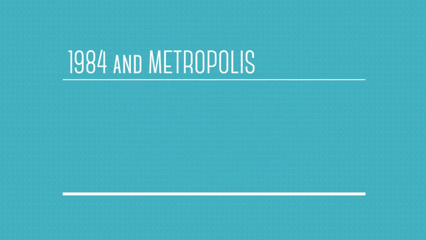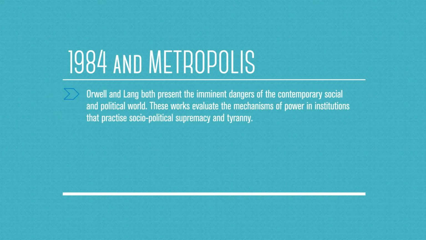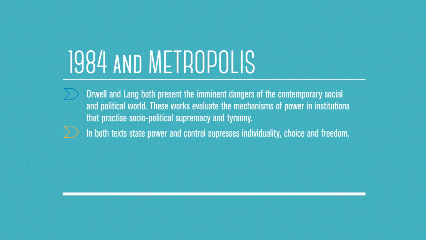So to give you an example, 1984 and Metropolis, and probably the one that's being done by a lot of the state this year, and I imagine it will continue to be popular in the next number of years. Both Orwell and Lang, 21 years apart in their texts, present the imminent dangers of the contemporary social and political world of their time. They're looking at the mechanisms of power and hence the dystopian genre that they're using. Both texts look at state control and power and the suppression of individuality.